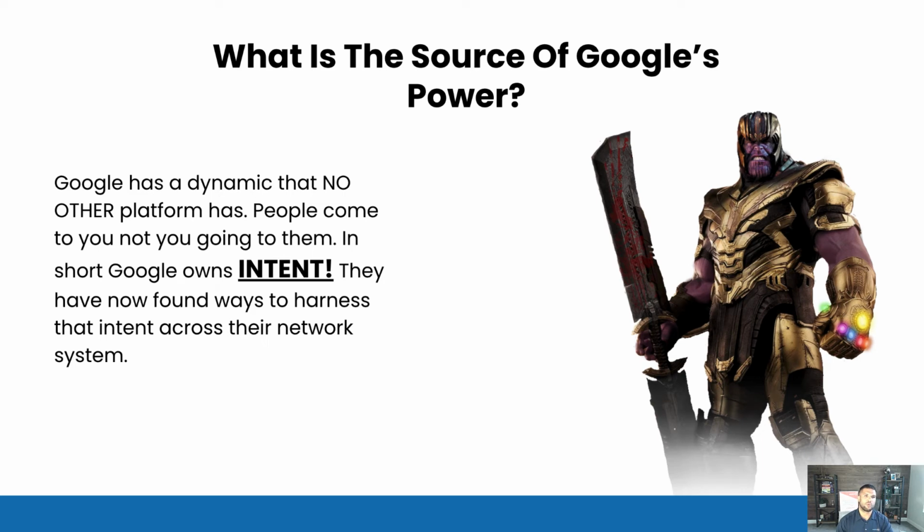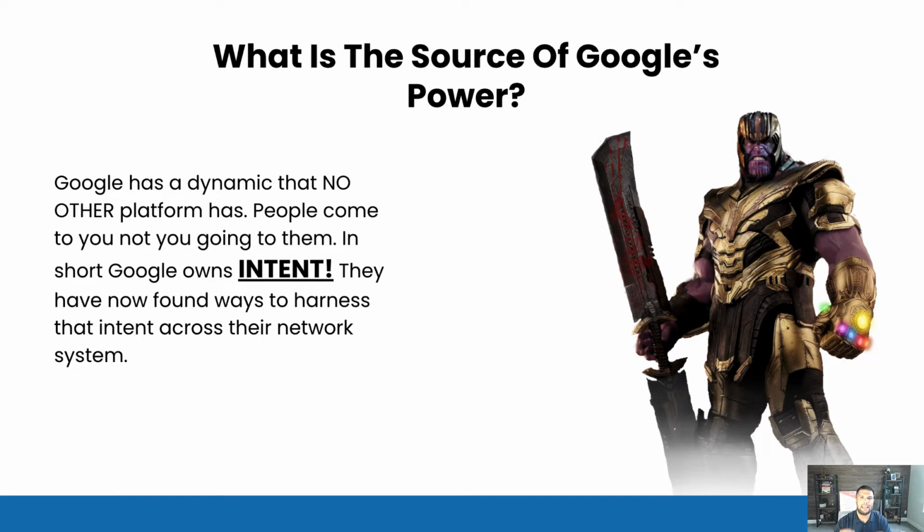So what is the source of Google's power? And you can see this guy over here. His name is Thanos. He's the big bad guy in Marvel's Infinity War. He's pretty much Google. He's the most powerful being in the universe, and the power comes from his little Infinity Gauntlet over there. And so what is Google's Infinity Gauntlet?